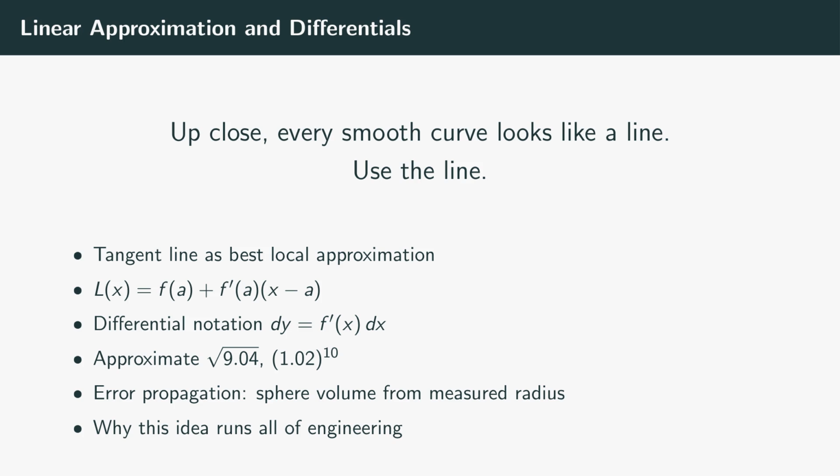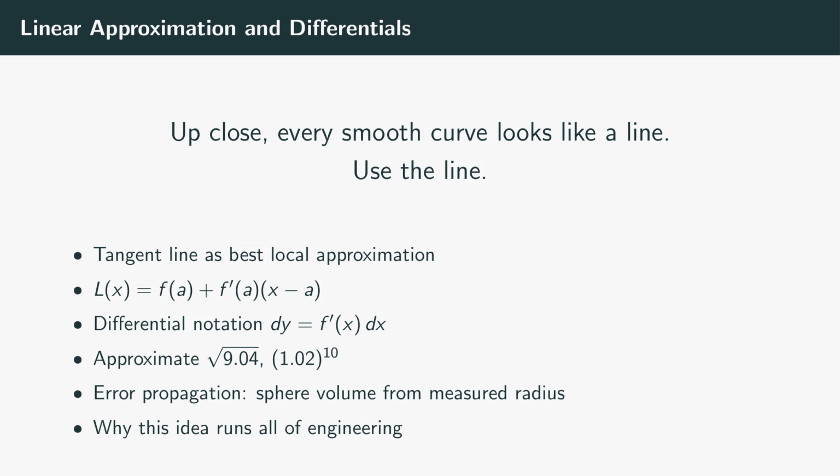Not is a line. Looks like. But for the purposes of computation, the difference between a curve and its tangent line, over a small interval, is small enough that we can throw it away. That throwing away is called linear approximation. The line has a name, the linearization, L of x, and a formula, f of a plus f prime of a times x minus a.